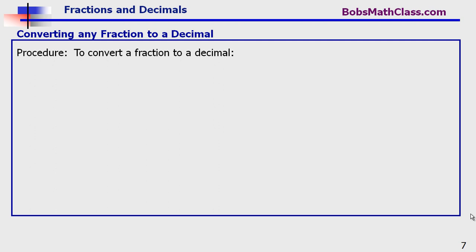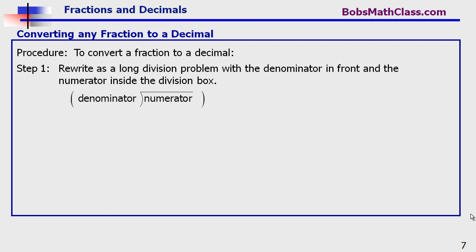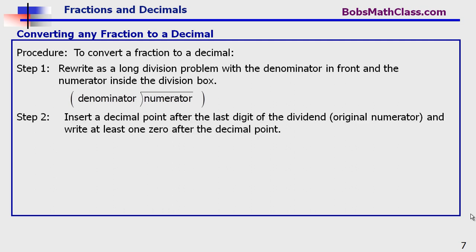Now, converting any fraction to a decimal. To convert a fraction to a decimal, rewrite it as a long division problem with the denominator in front and the numerator inside the division box. The denominator goes first, numerator goes inside. Bottom number goes first, bottom first. Insert a decimal point after the last digit of the dividend, which is the numerator, and write at least one zero after the decimal point. You might actually have to use more zeros, but at least one zero.